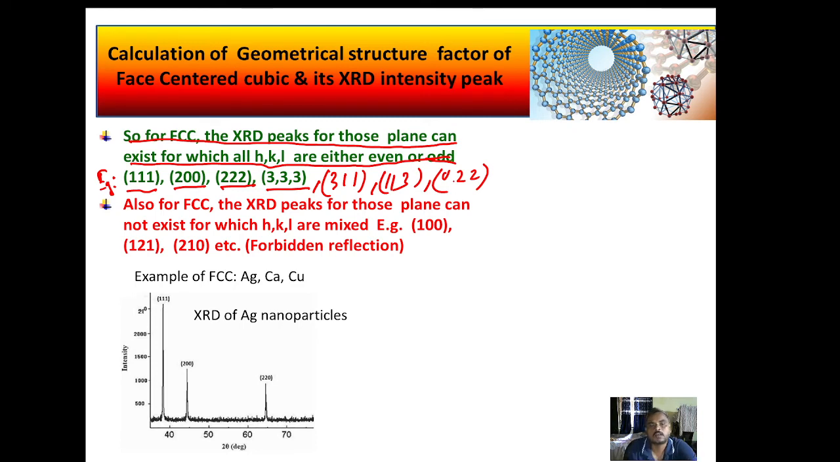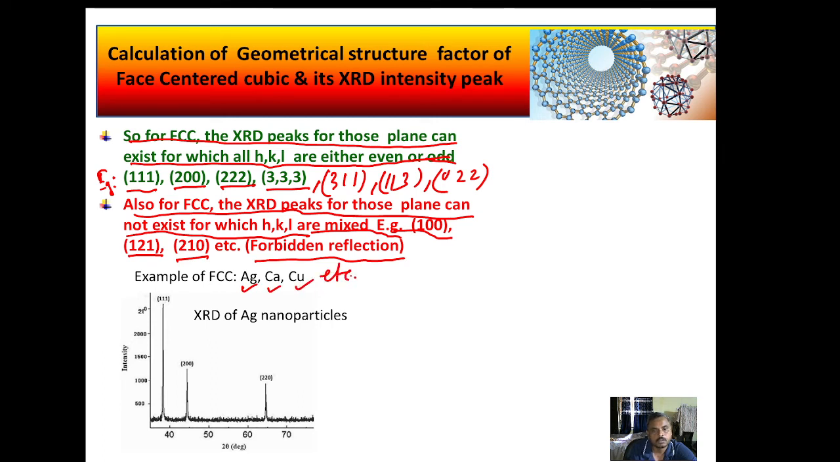Now on the other hand, as I explained for the FCC, the XRD peak for those planes cannot exist for which hkl are mixed. Example 1 0 0. 1 0 0, you see it is a mixed number, so it will not exist. 1 2 1 mixed, 2 1 0 mixed, so these are not going to give any XRD peaks. So these are sometimes also called forbidden reflections. Okay, now some examples of FCC structure materials are silver, calcium, copper, etc.